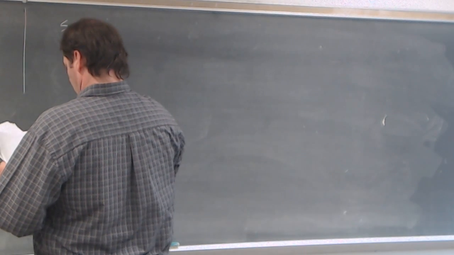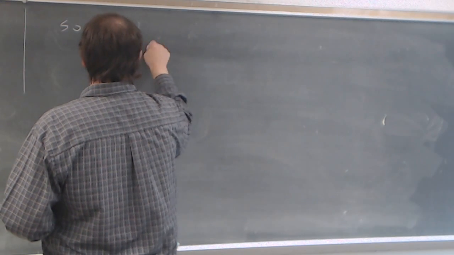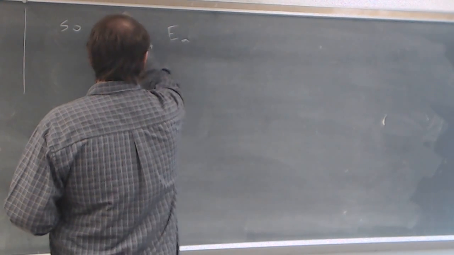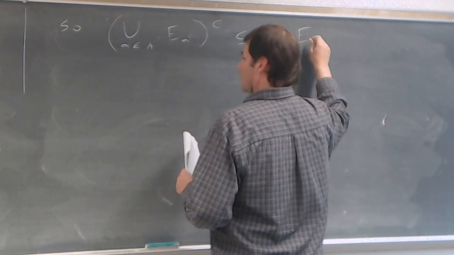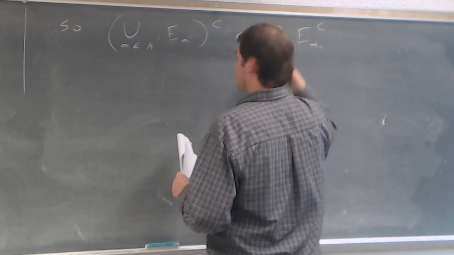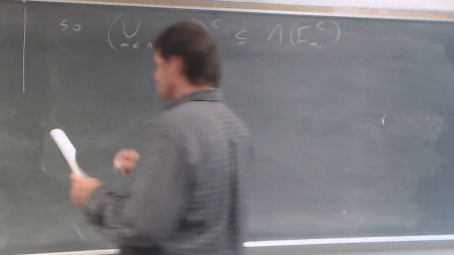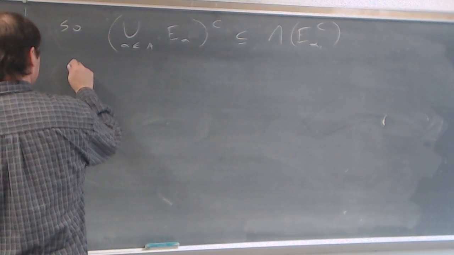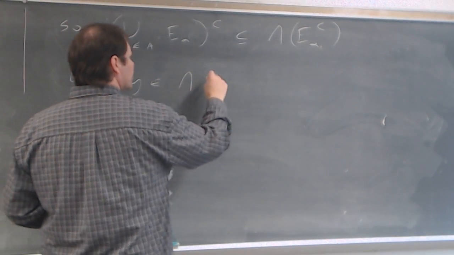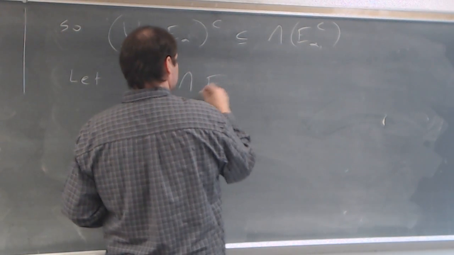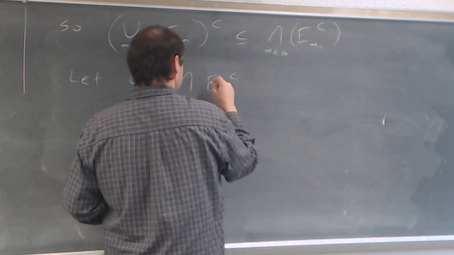So, this union of E alpha's complement is a subset of the intersection of the E alpha complements. Okay, now we want to show the reversed subset relationship. So here, let Y be an element of the intersection of these E alpha complements, as alpha runs over A.